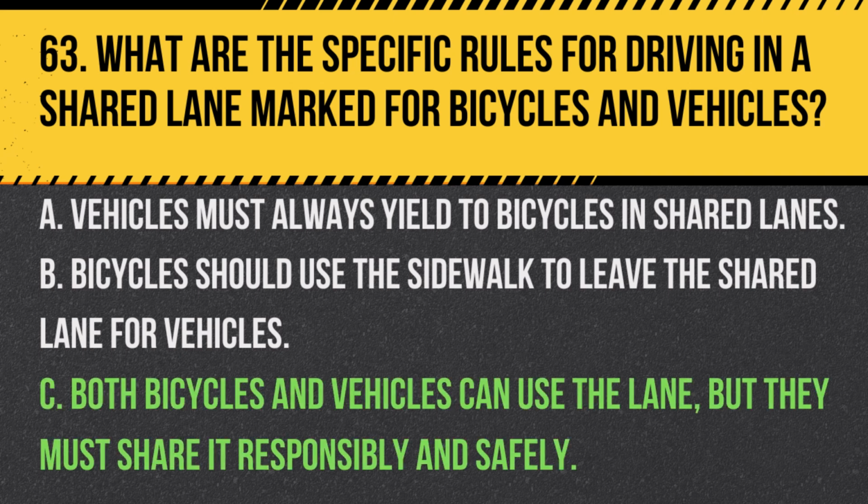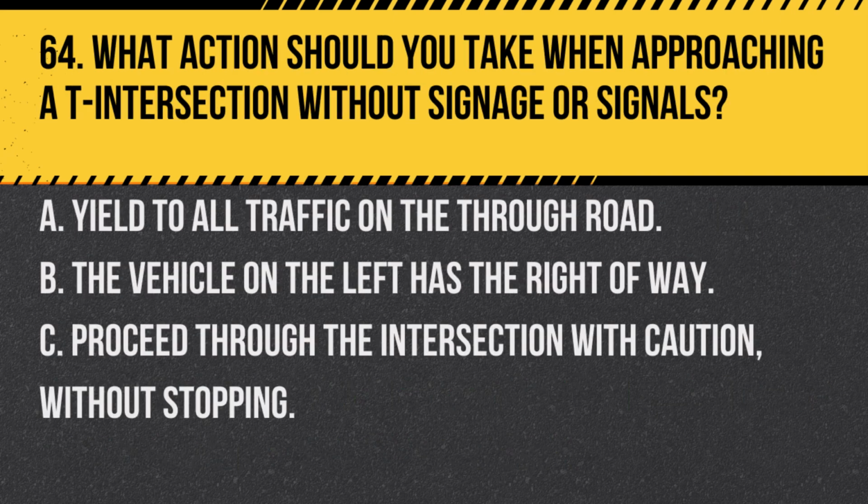Answer C. Both bicycles and vehicles can use the lane, but they must share it responsibly and safely. Shared lanes are designed to accommodate both types of users, emphasizing coexistence and safety. Question 64. What action should you take when approaching a T intersection without signage or signals? A. Yield to all traffic on the through road. B. The vehicle on the left has the right of way. C. Proceed through the intersection with caution without stopping.